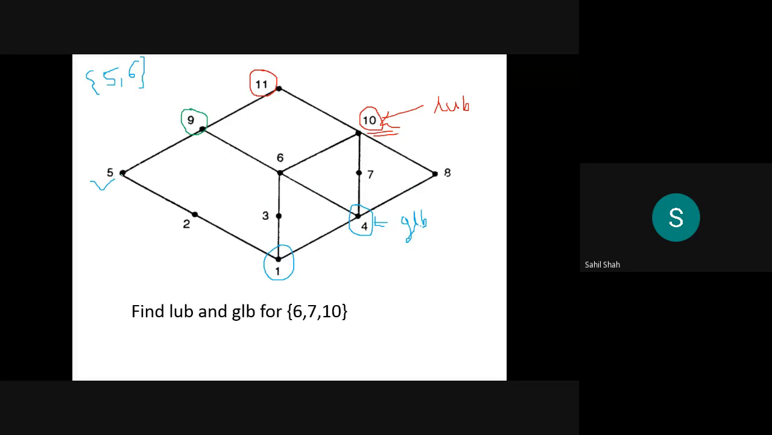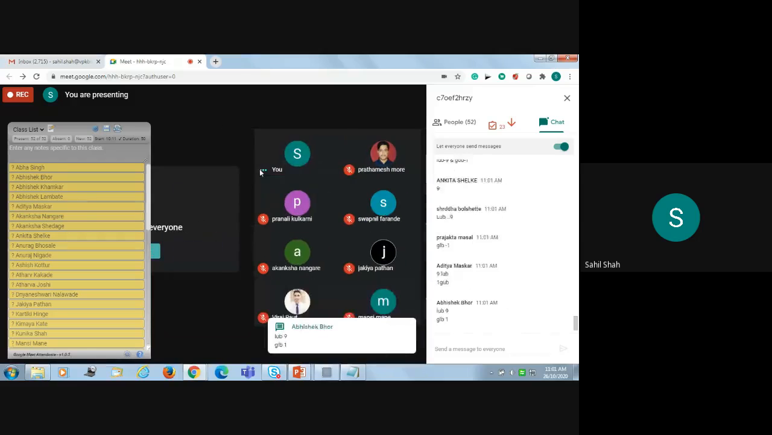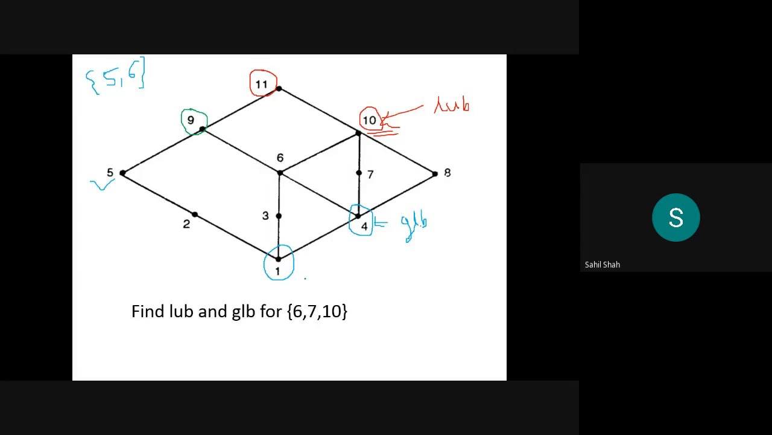If I am interested in lower bounds of 5, 6, can we say 2 is a lower bound of 5, 6? No. That means you have understood. So only we are going to have a relationship: 5 is related with 1, and in a similar manner, 6 is related with 1. So only this one is acting as the lower bound as well as the greatest lower bound.